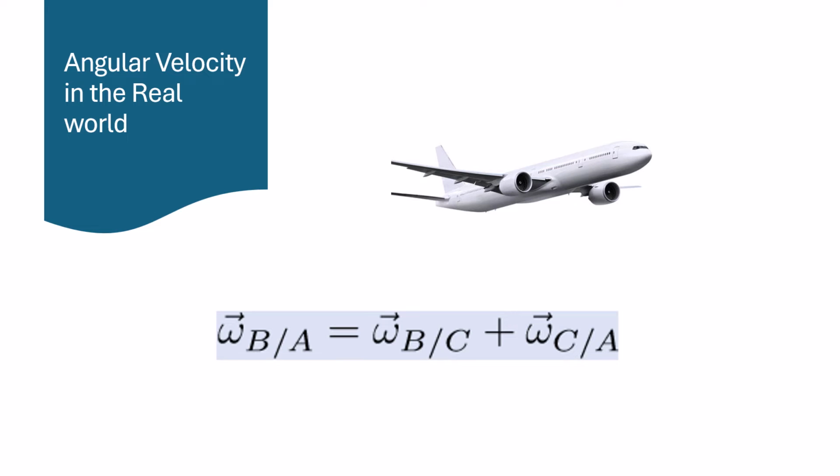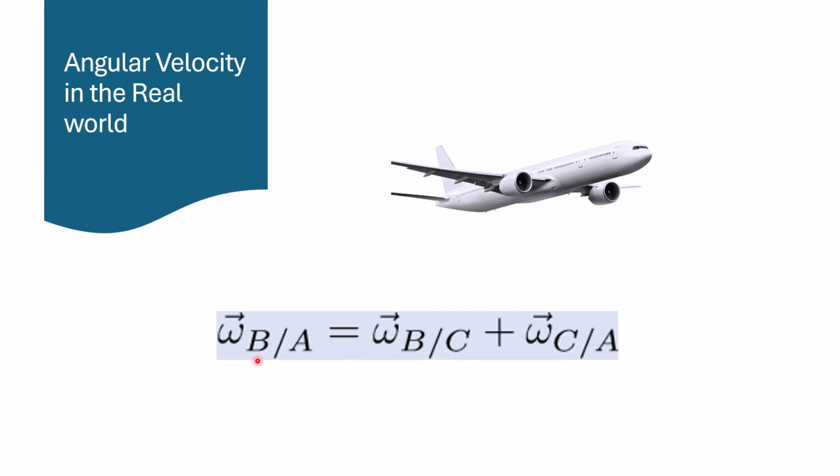We've seen how rotation is produced along each axis, being pitch, roll, and yaw. We will see how this applies to real-world scenarios. So angular velocity in the real world. For example, if you have an airplane and we want to find the angular velocity of a certain point on that airplane, we have the addition theorem here, which will help us do so.